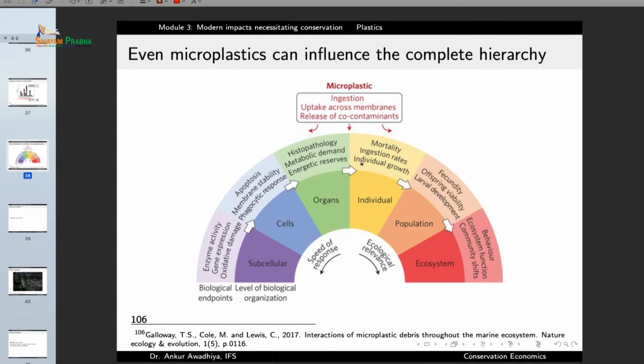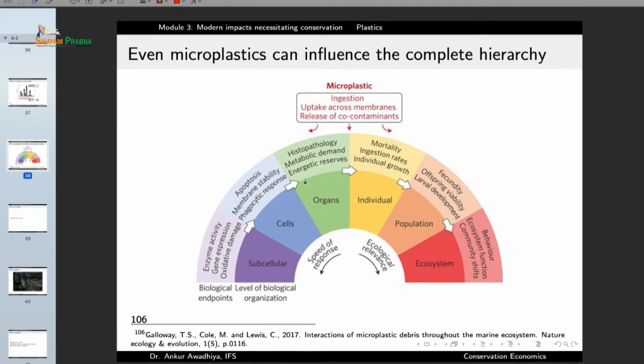At the level of individual, they may result in mortality, especially if an organism eats too much of these plastics and they impact a vital organ, or they can impact the ingestion rates or the growth of the individual.